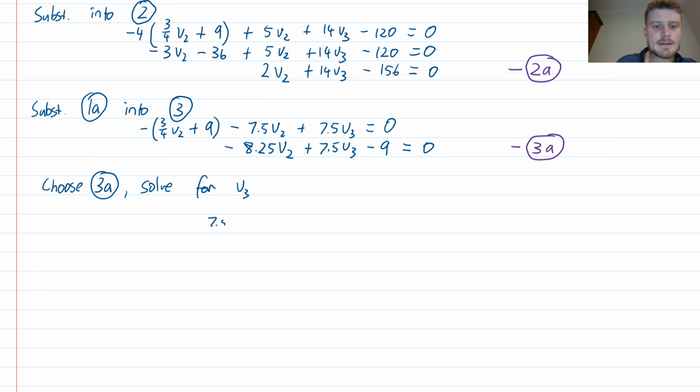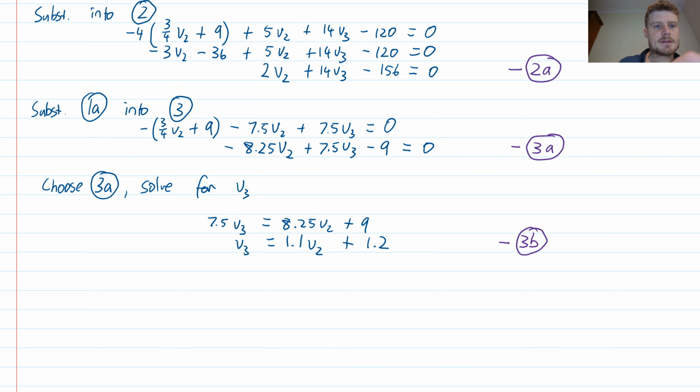So I will have 7.5 v3 is equal to 8.25 v2 plus 9. So v3 is, we just grab our calculator, so 8.25 divided by 7.5 is 1.1 times v2 plus, so 9 divided by 7.5 is 1.2. So this one here now, this contains the same information as equation 3. I'm going to call it 3b.